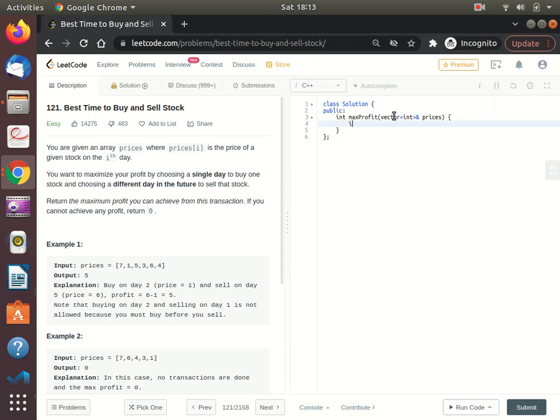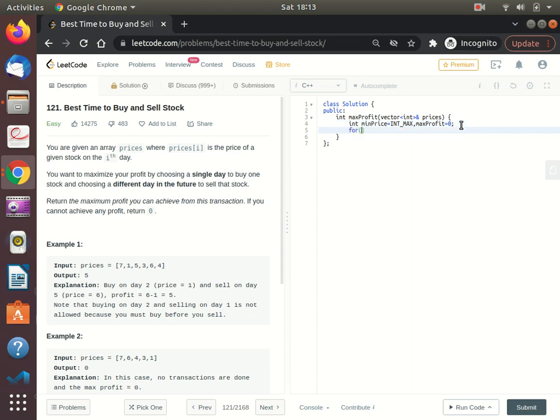Okay, so let's have two variables in the approach that we discussed, where the first variable is the min price up till that point. Since we are always calculating min price, it should be initialized to the maximum possible number, which is int max, and the maximum profit, which we need to return at the end. Since we cannot achieve any profit, it's asked to return 0, so I initialize max profit as 0.